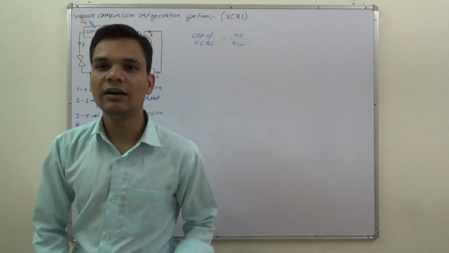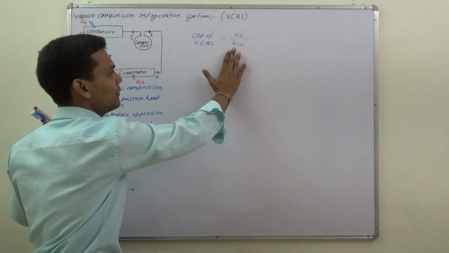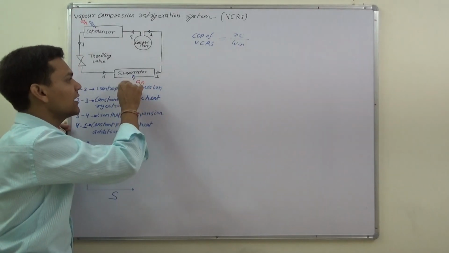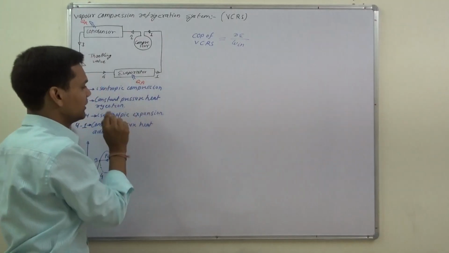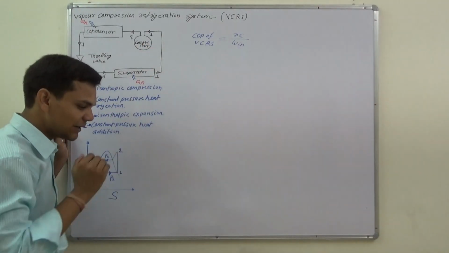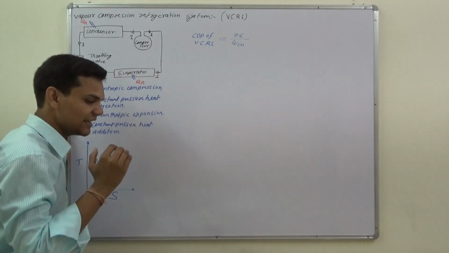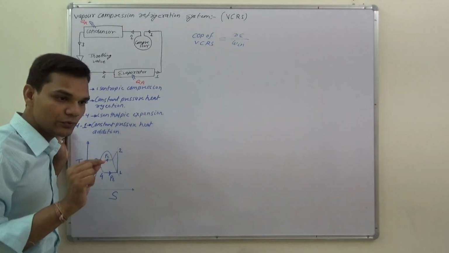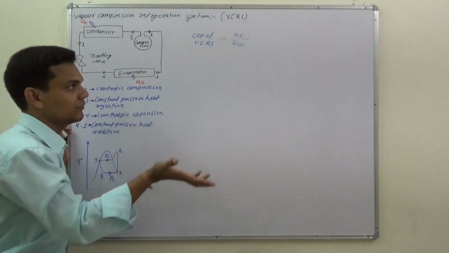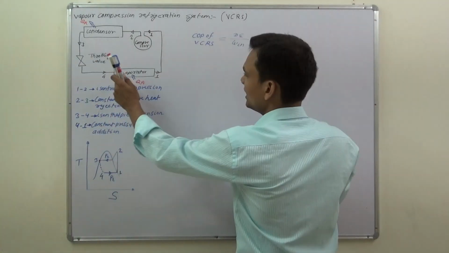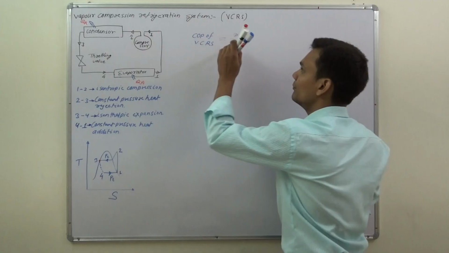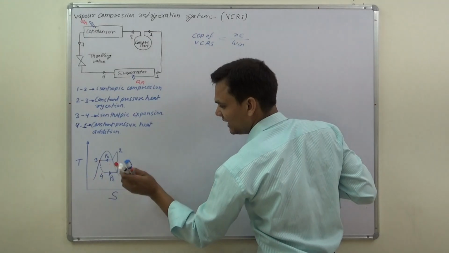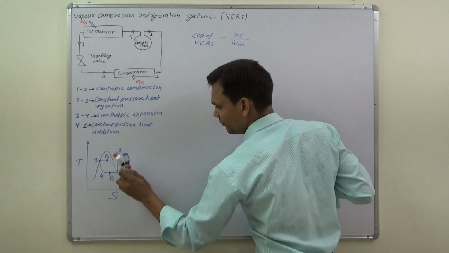You know the formula of the COP is desired effect by work input. Here we get the desired effect in the evaporator, that is, we absorb heat here, and work input takes place in the compressor. We supply work to the compressor to increase the pressure and temperature of the working fluid. So the desired effect will be in the evaporator, that is 4 to 1, and work input in the compressor will be 1 to 2.